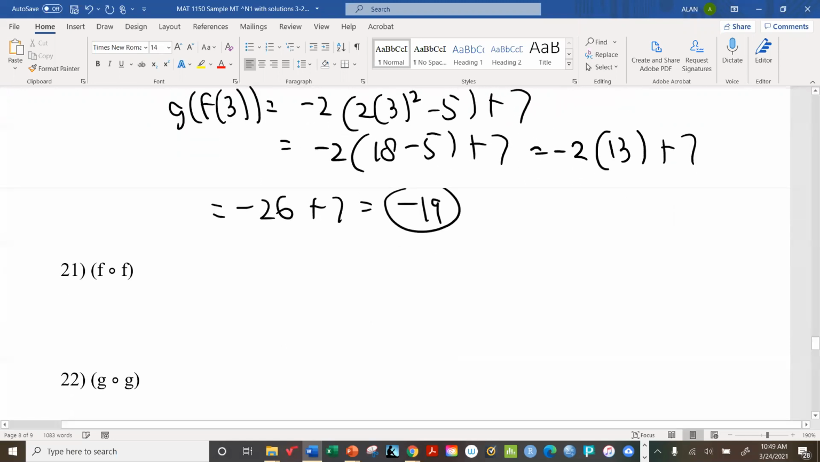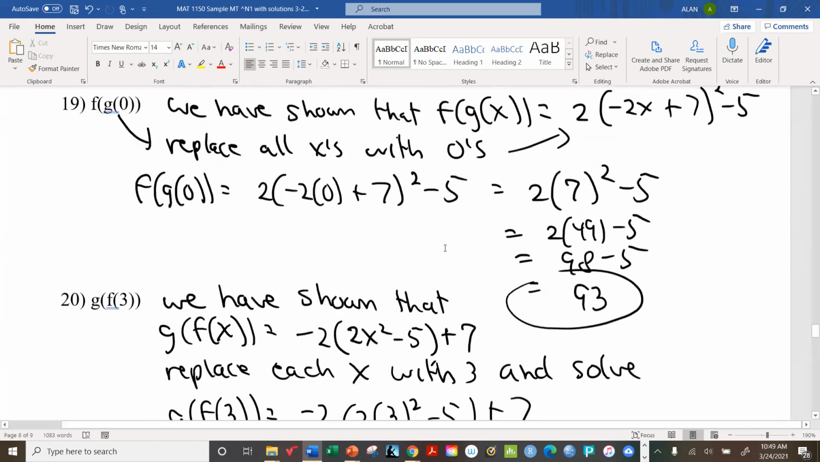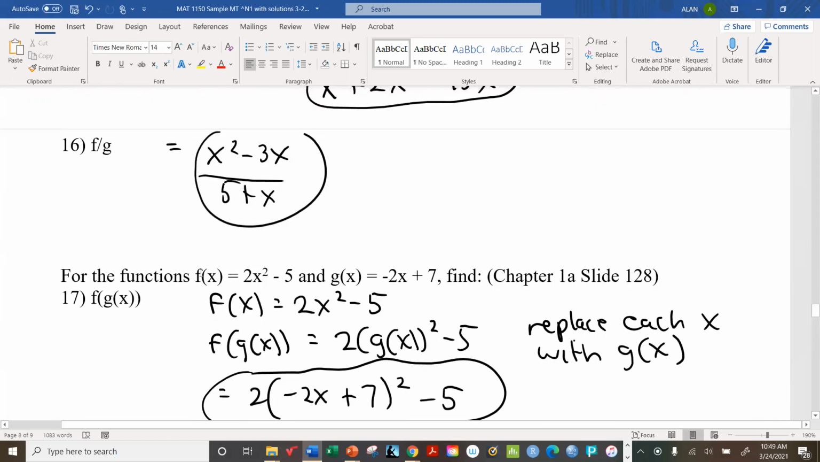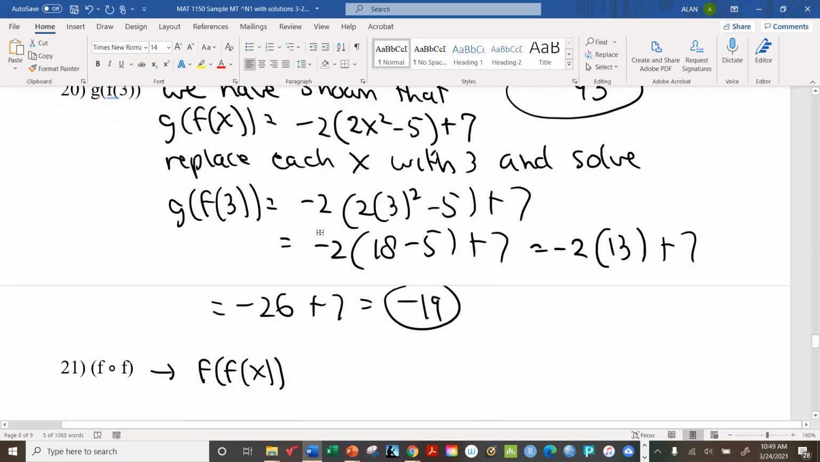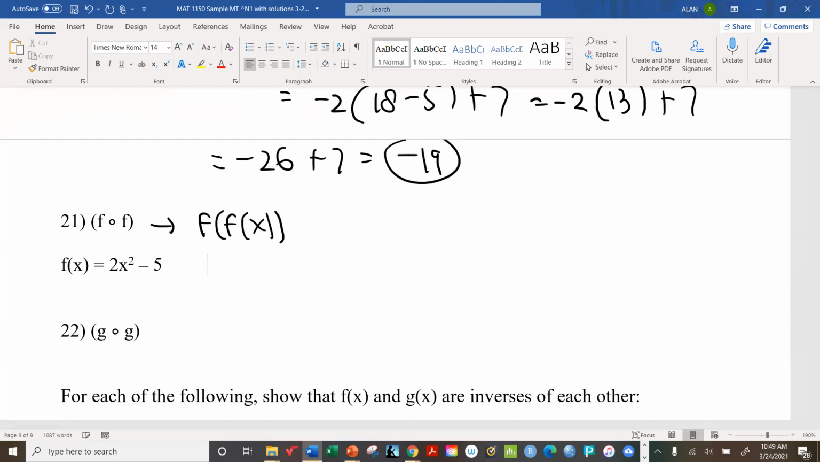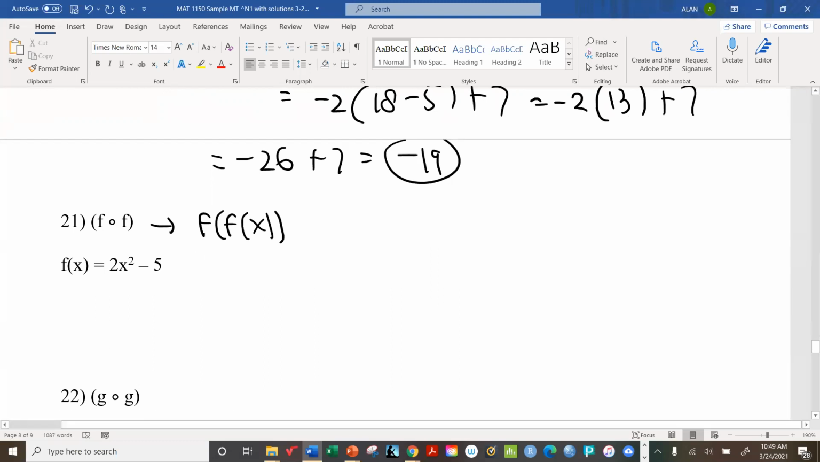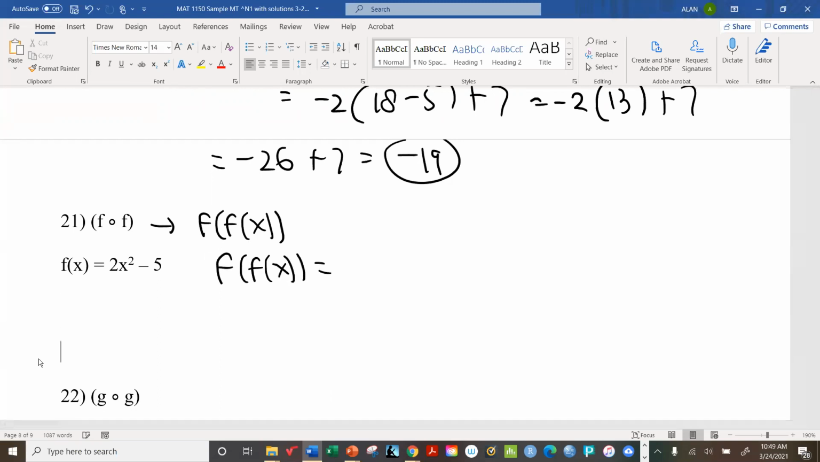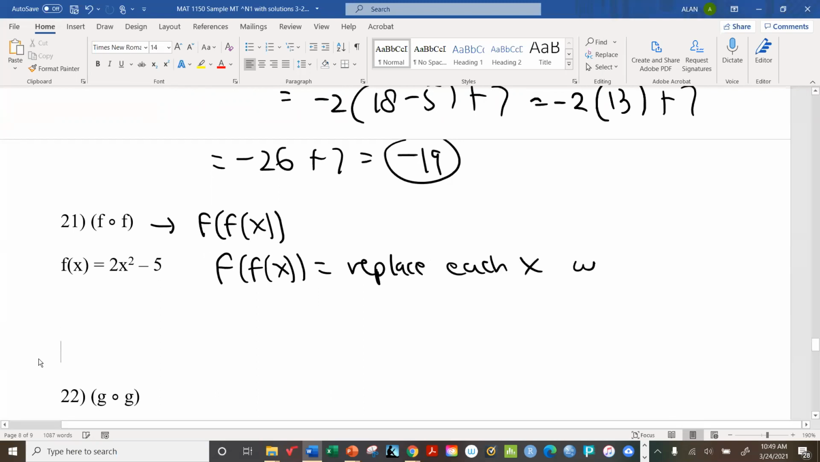All right, now these last two, this symbol is actually shorthand for f of x. Okay, just remember that. Now the original function here was, let's go grab it, f of x equals 2x squared minus 5. So therefore, when we calculate f of f of x, replace each x with f of x.